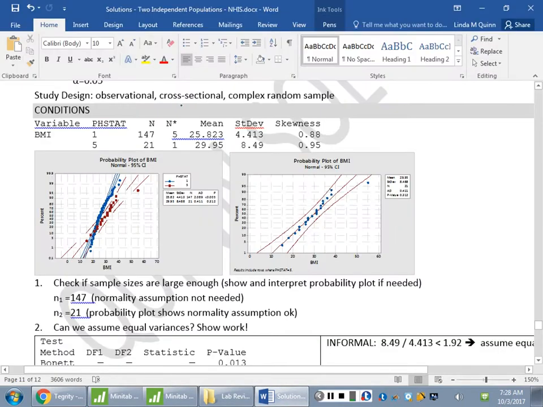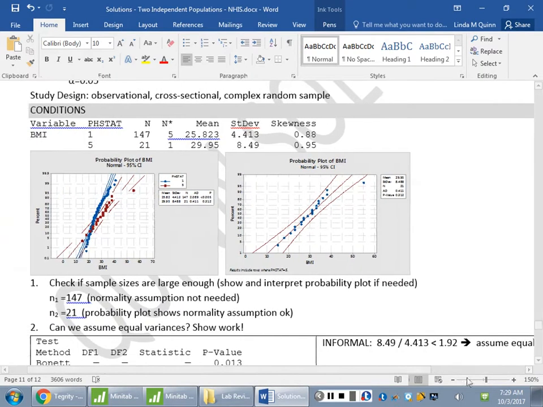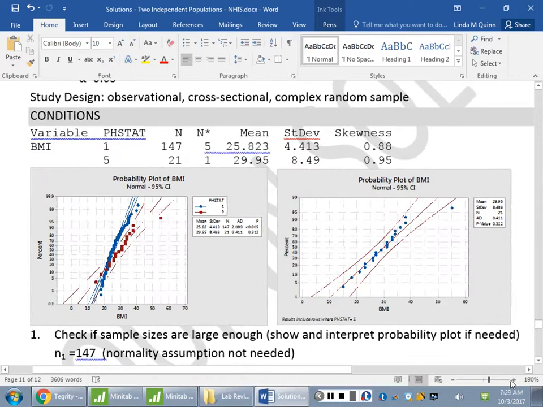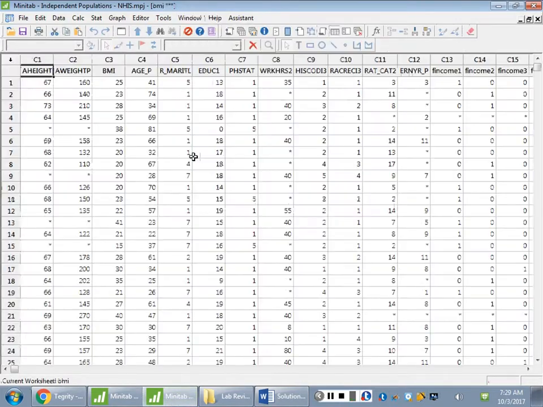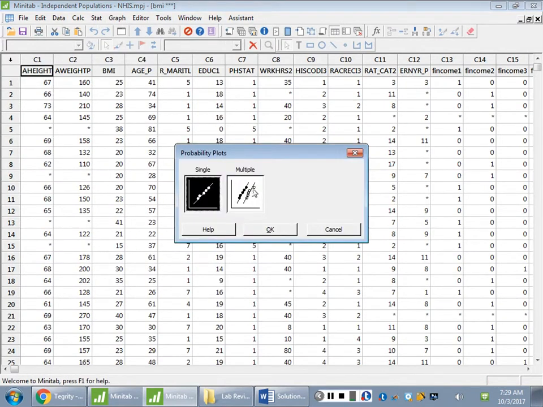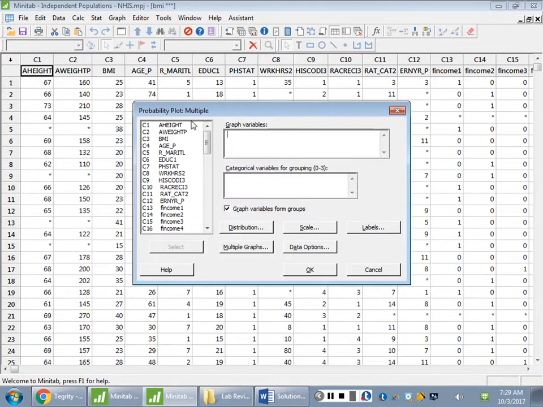In our condition section, the first thing we have to do is check if the sample sizes are large enough. The first one is 147, not a problem. Normality assumption's not needed. The second one is 21, though, and so the probability plot has to be done. I've shown you two different ways of doing a probability plot. Let me show you them here. Make sure you're going to the right window, so I'm going to the BMI window. I'm going to do graph, probability plot. I've got multiple because I've got two groups. I am going to get BMI broken down by pH stat.